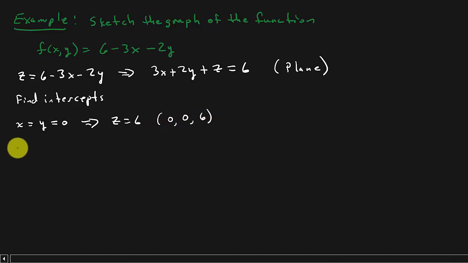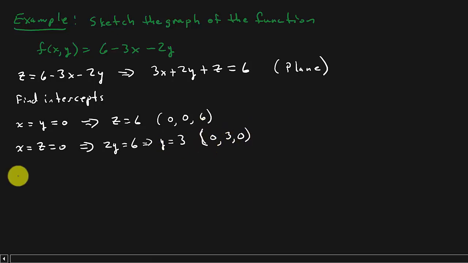And then I'm going to let x and z equal 0. So if I plug 0 into here, 0 into here, I get 2y equals 6, which tells me y is equal to 3. So that gives me the point 0, 3, 0. And then I'm going to let y and z equal 0. That's going to give me 3x equals 6, which gives me x equal 2. And so that's going to be 2, 0, 0. So there are my points.